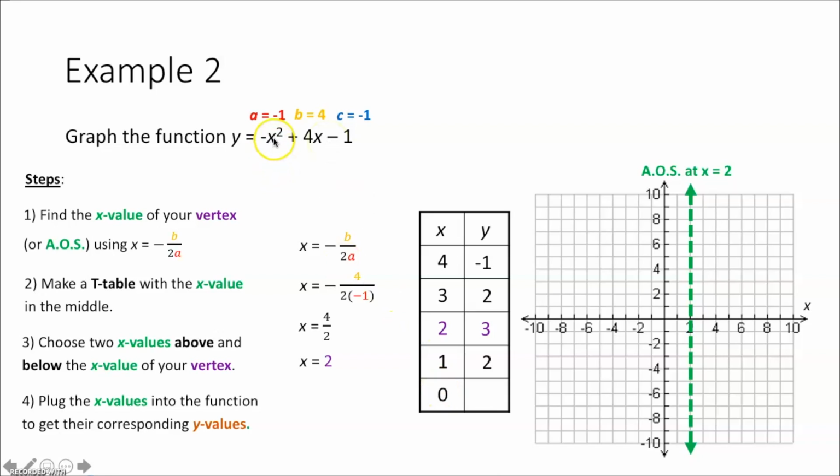Lastly, plug in 0. 0 squared is 0 plus 4 times 0. That's also 0. And then minus 1 is negative 1. So notice, since these are the same distance from your vertex, that the y values match.